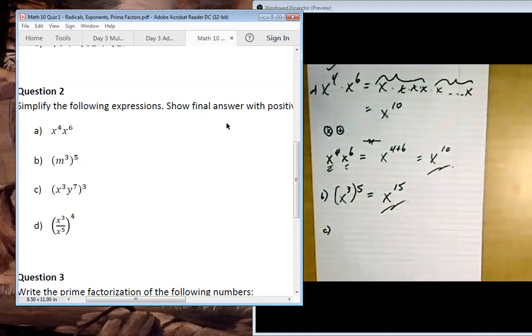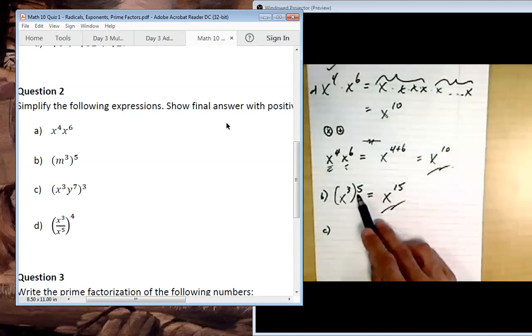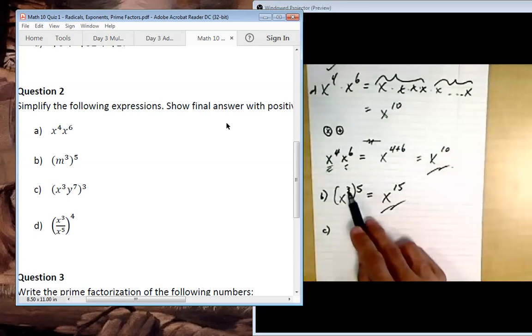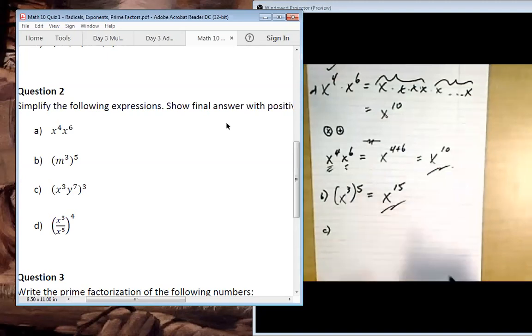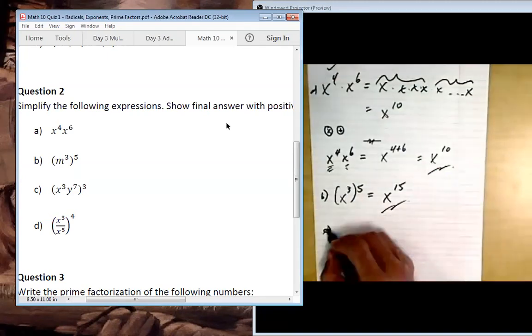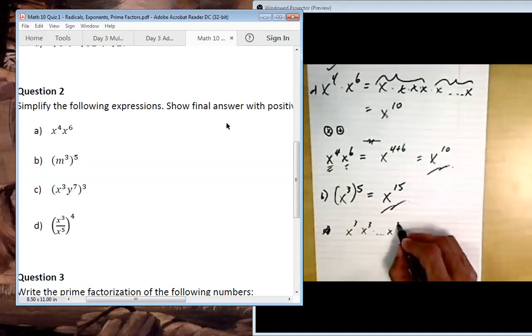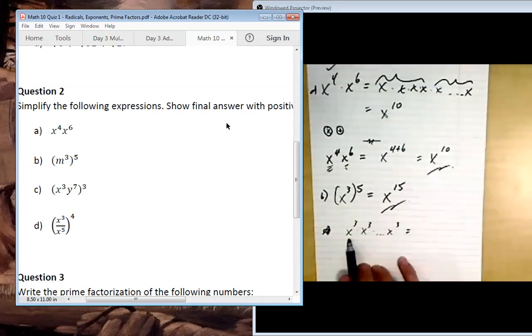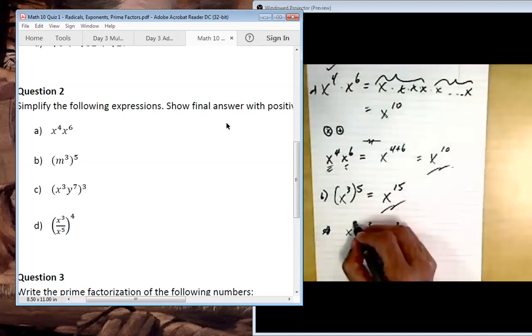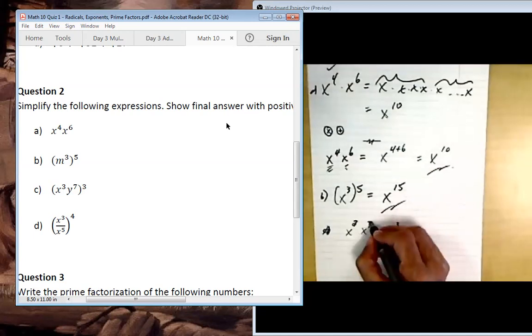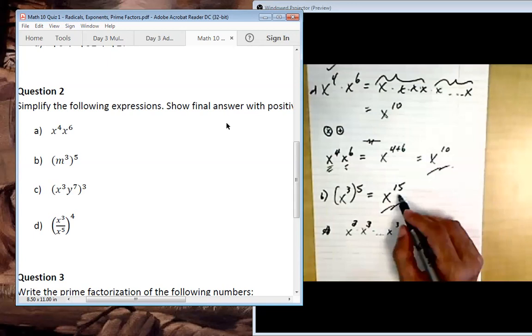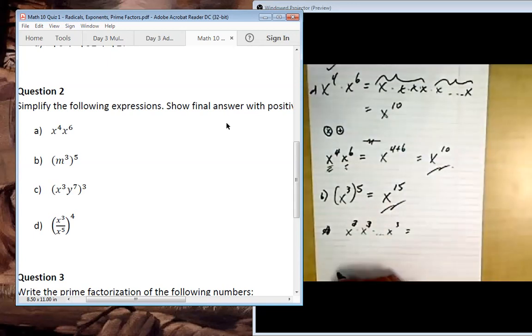The way to see it is that there's 5 of x cubed multiplied together. You've got x cubed times x cubed, 5 of these, right? And so how many x's are here? 3 of them. How many there? 3. So how many in total? 15 will be there in total. Okay. For C part.